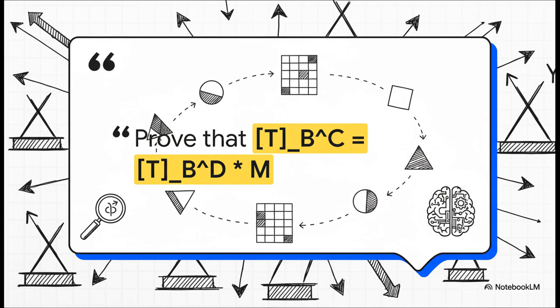So our first task is to prove this identity. Now, I know this notation can look pretty intimidating at first glance, but the idea behind it is actually super useful and really powerful. It's all about what a transformation looks like from different points of view, or in math terms, from different bases or coordinate systems.